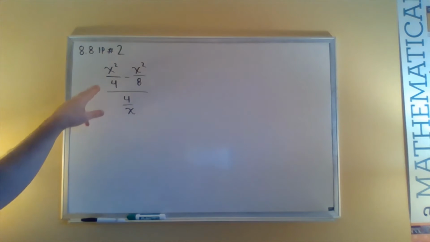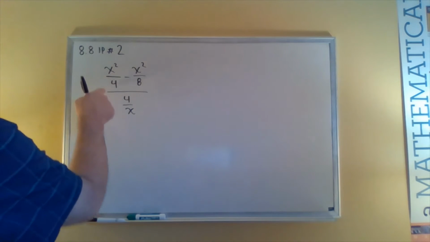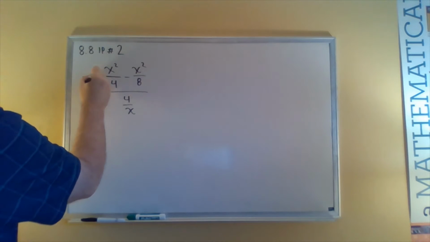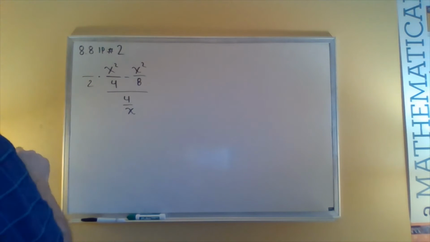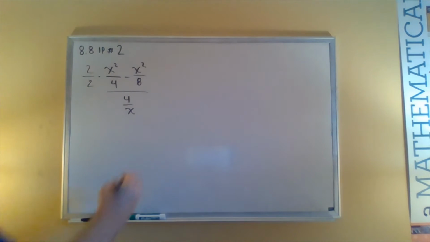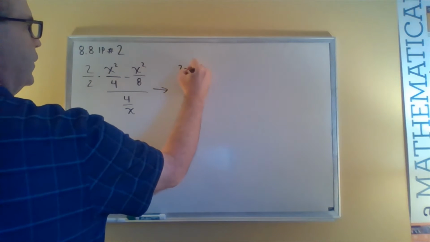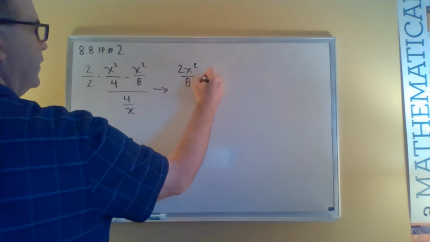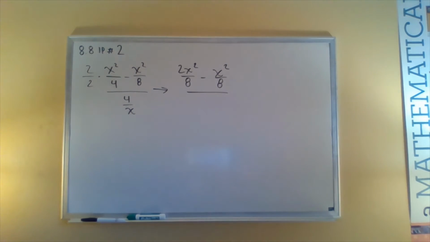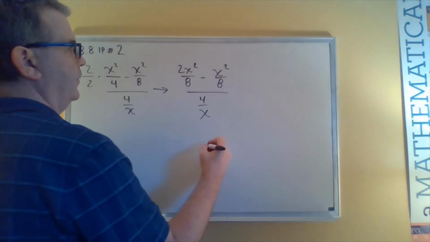So we need to figure out what our common denominator is going to be between 4 and 8. The most simple common denominator will be 8. We need to multiply 4 by 2 to get that to 8. But whatever I do at the bottom, I'm going to have to multiply the top by 2 as well. So let me go ahead and do that math here. That's going to make 2x squared over 8 minus x squared over 8 in our numerator. Our denominator stays the same at 4 over x.